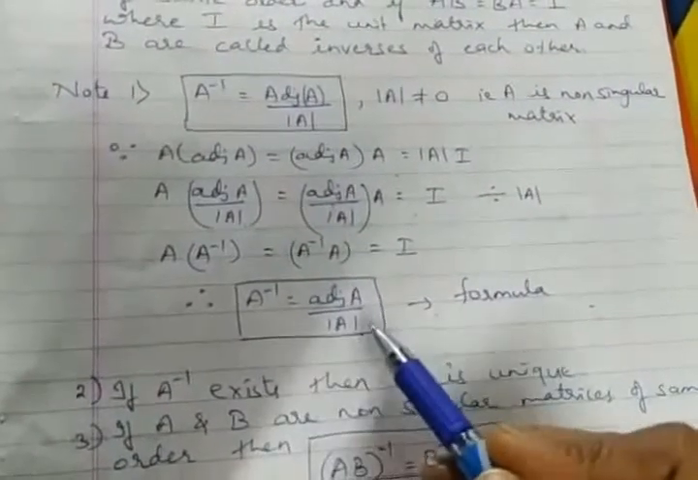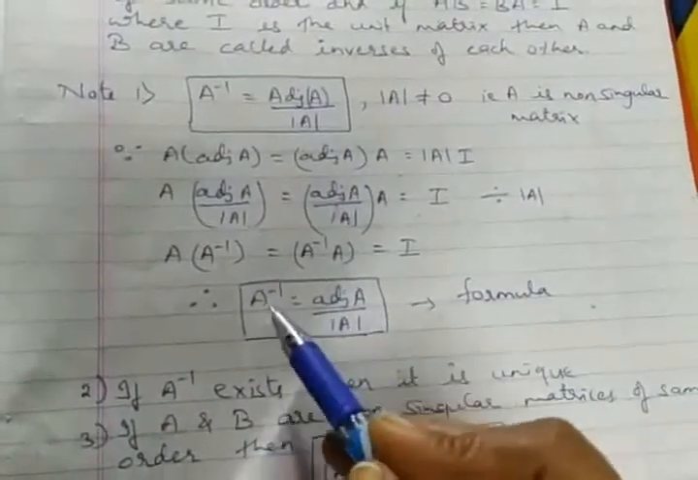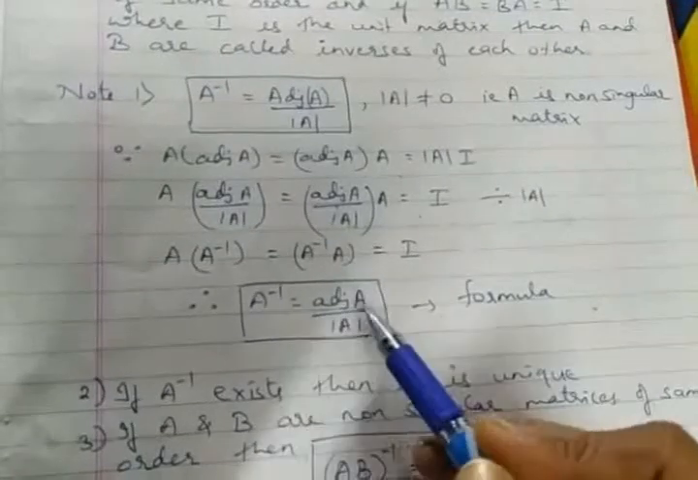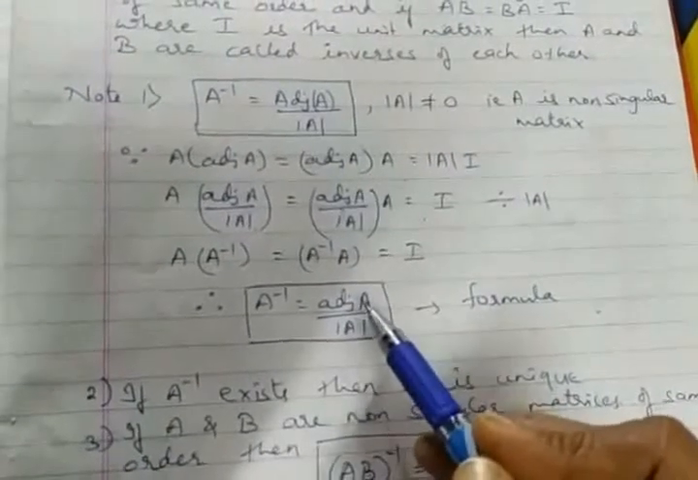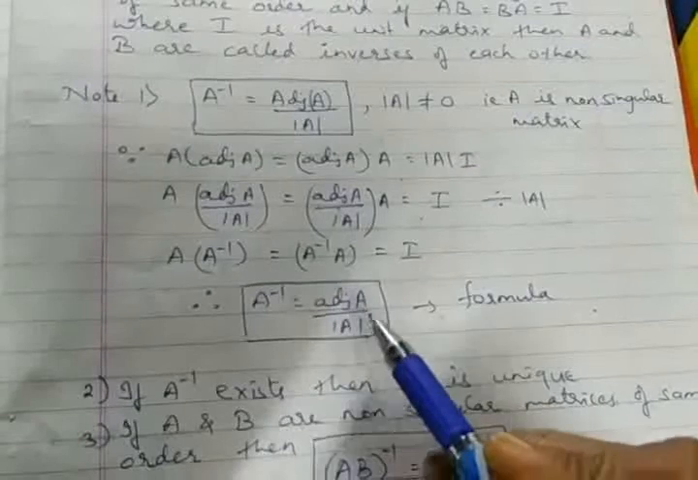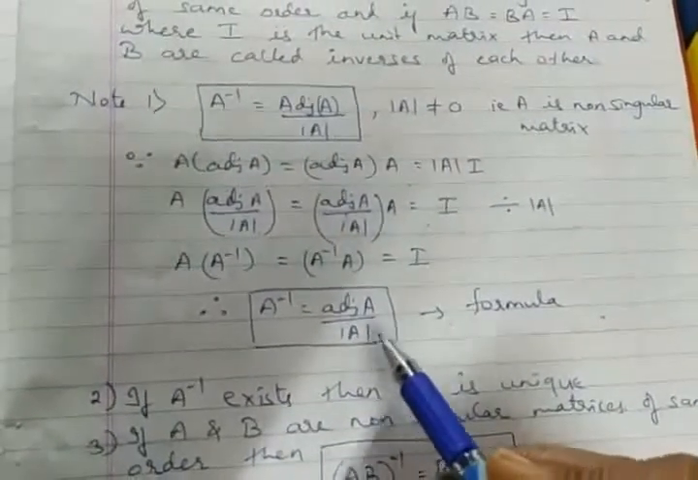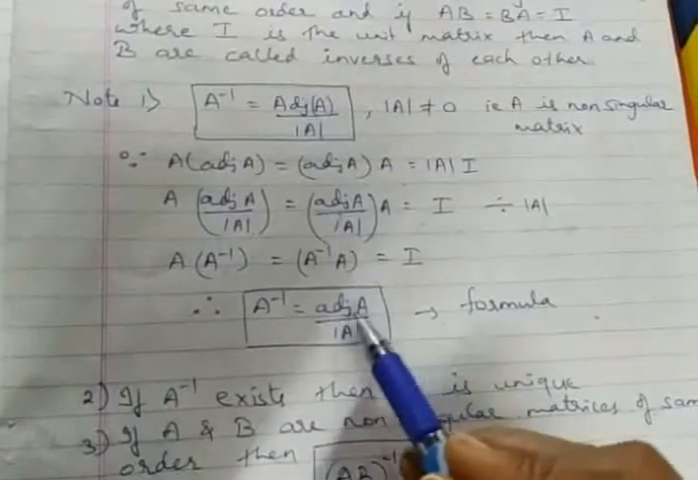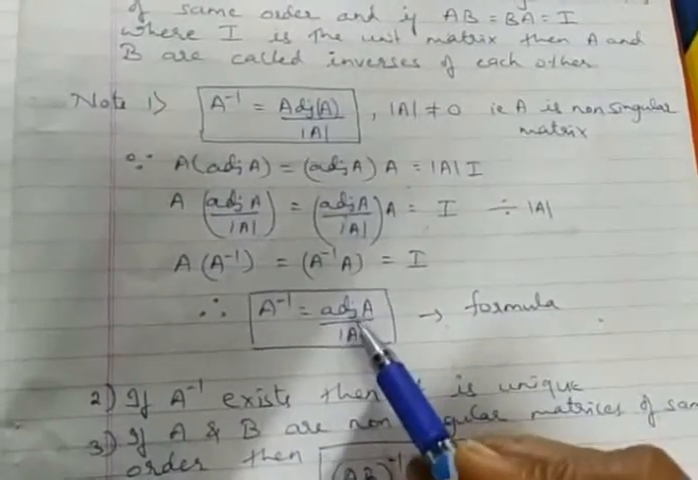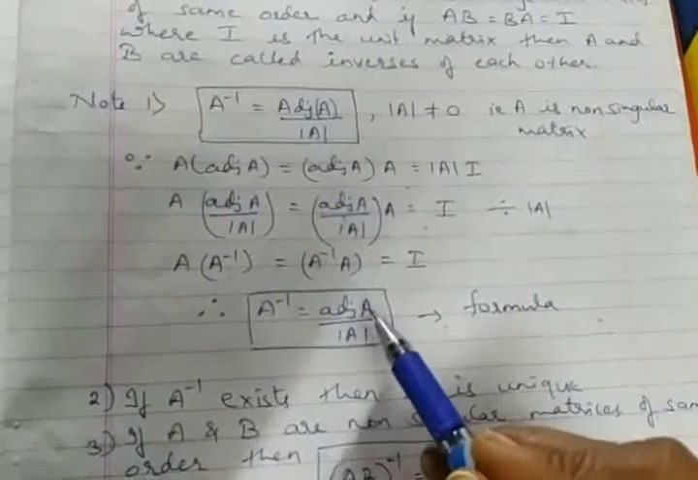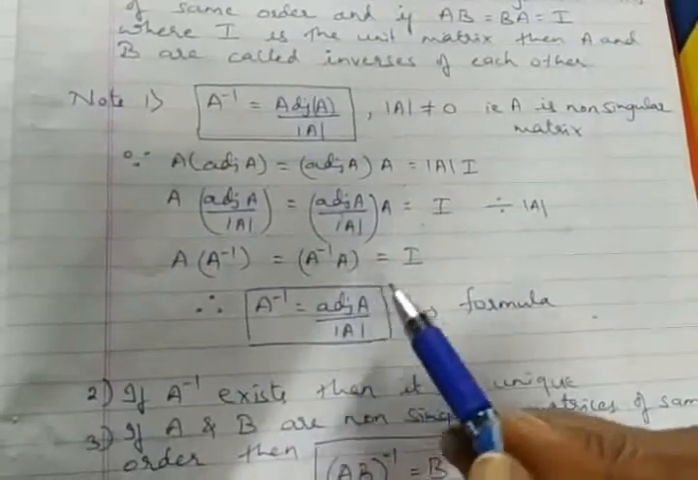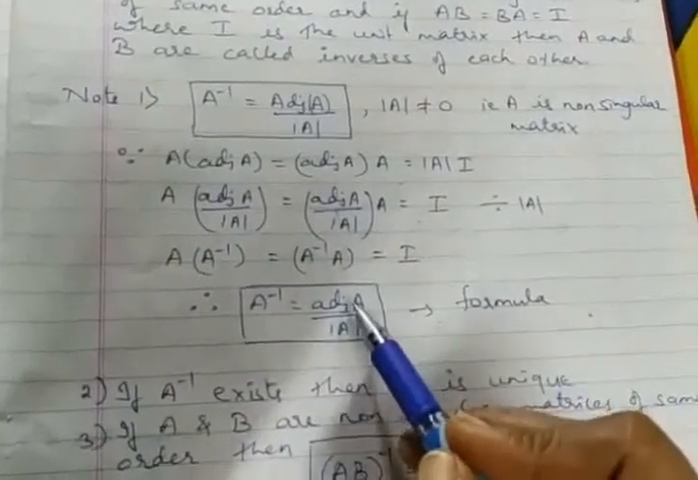And here it depends upon determinant also. This formula depends upon adjoint also. So how do you find the adjoint, how do you find the determinant, you have to remember all the steps. Determinant, you know it very well how to find. You expand along the first row. For adjoint, remember how to find the cofactors. If you list out the cofactors and take the transpose, that is the adjoint.